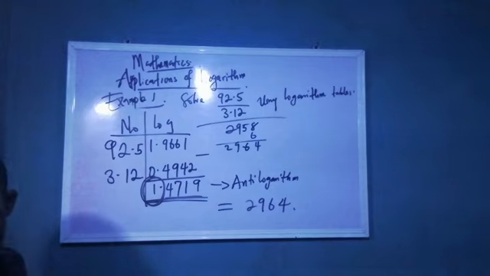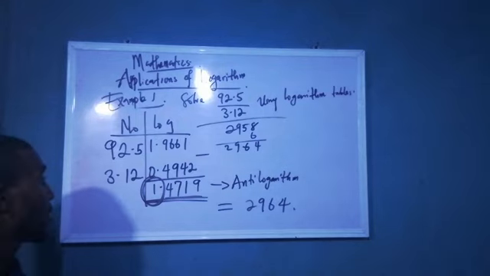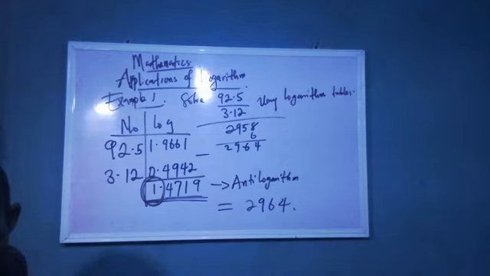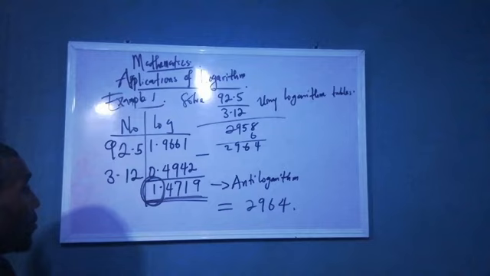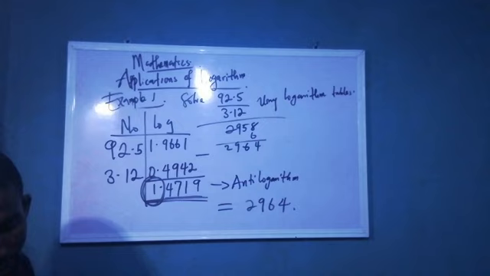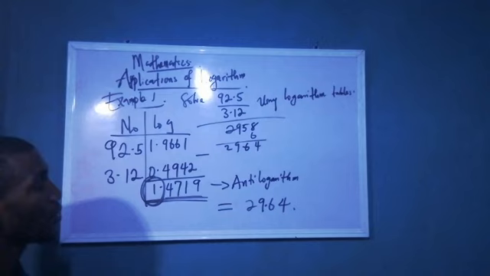Now we are not done yet. To finalize everything, we have the characteristic of what? The characteristic of 1. So where is it going to be? Here after 9. So our final answer is 29.64. That's our final answer.